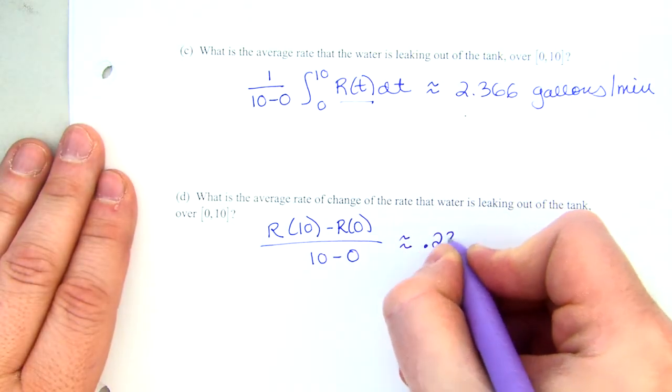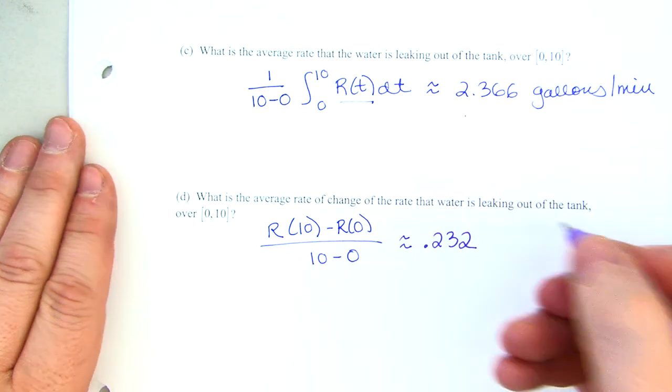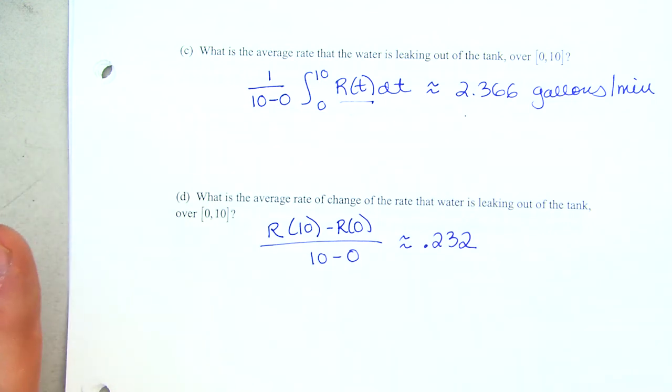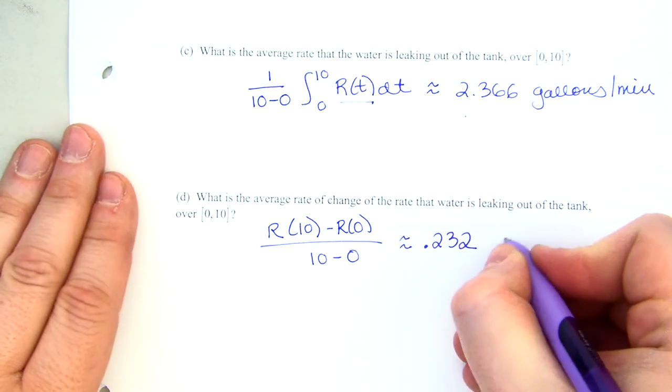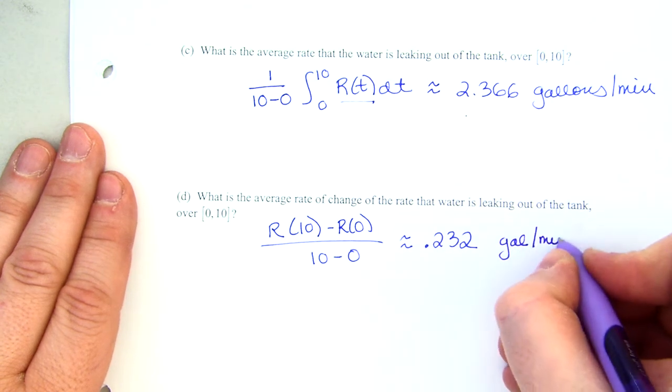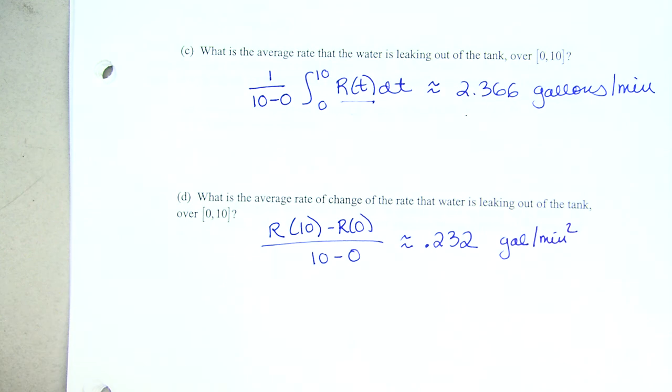Does 0.232 look right? What kind of units? Hour or minute, first of all? Minute. Yeah. This is gallons per minute, or gallons per minute squared. It's the rate of change of the rate that water is leaking out. We know that water is leaking out at a certain rate, but is that rate itself increasing or decreasing? That's what I found over here, the average of that. It's kind of like the relationship between velocity and acceleration. Exactly. Yes.